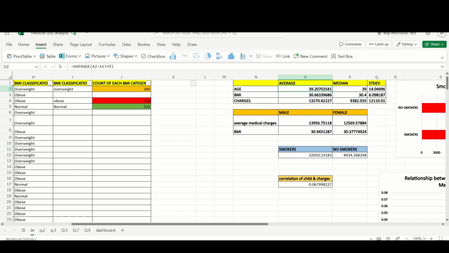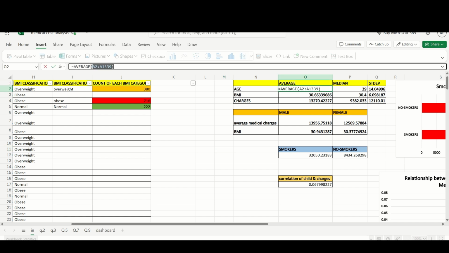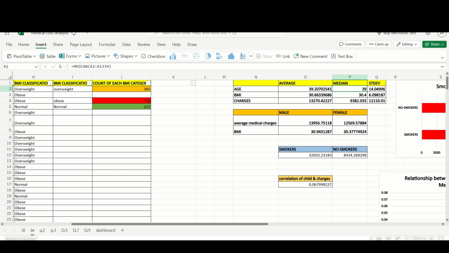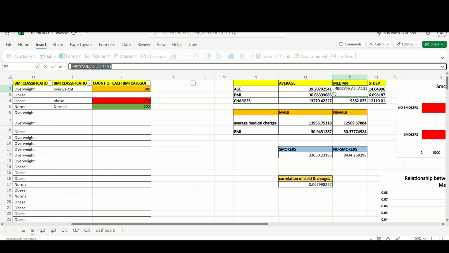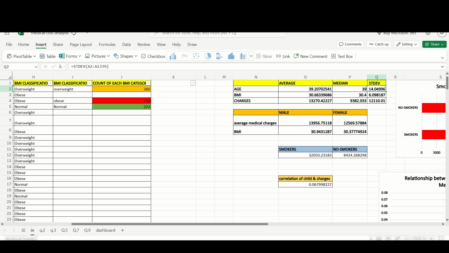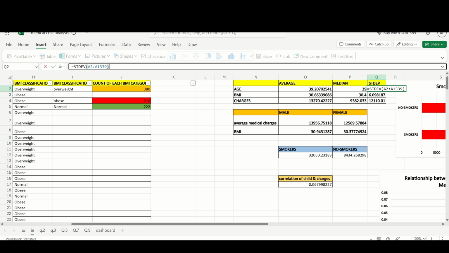So this is the formula for average. It is used to calculate the mean value. Then this is the formula for median. It is used to calculate the middle value. Then this is the formula for standard deviation to measure how spread out the data is.